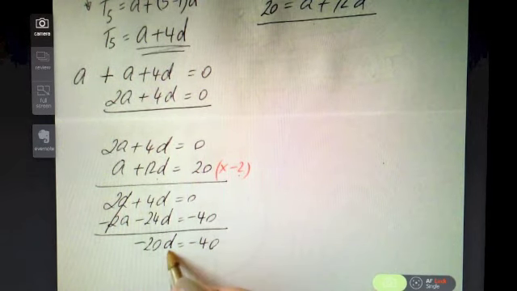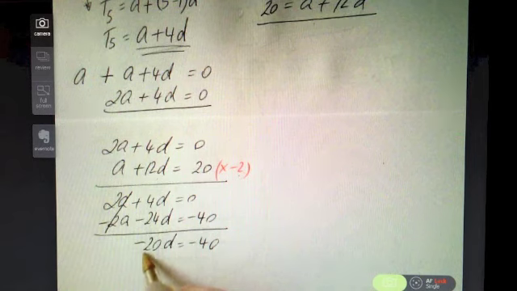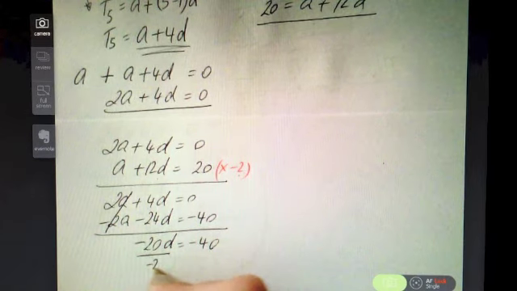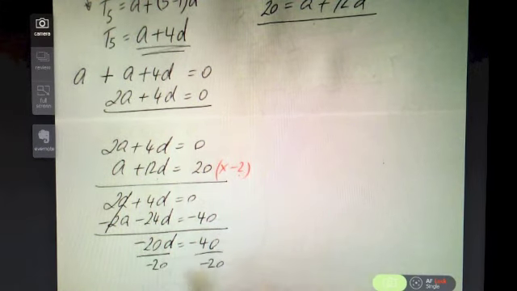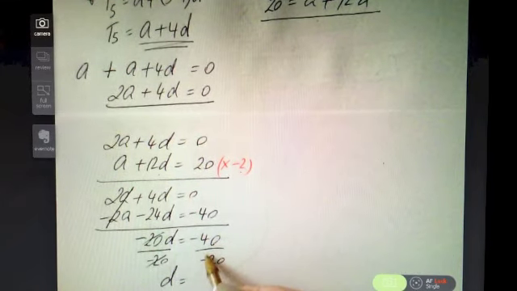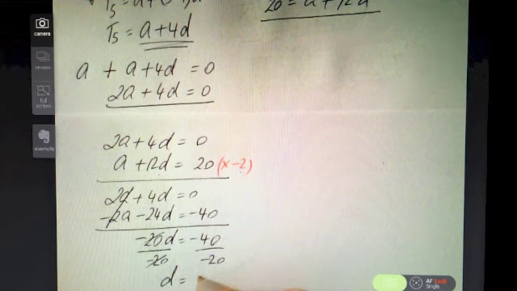To get D on its own, I want to get rid of this minus 20 that's being multiplied. So I will do the opposite: I will divide by minus 20. So divide that side by minus 20 and I get D on its own. And divide minus 40 by minus 20, I get a positive 2. So there is D. D is equal to 2.